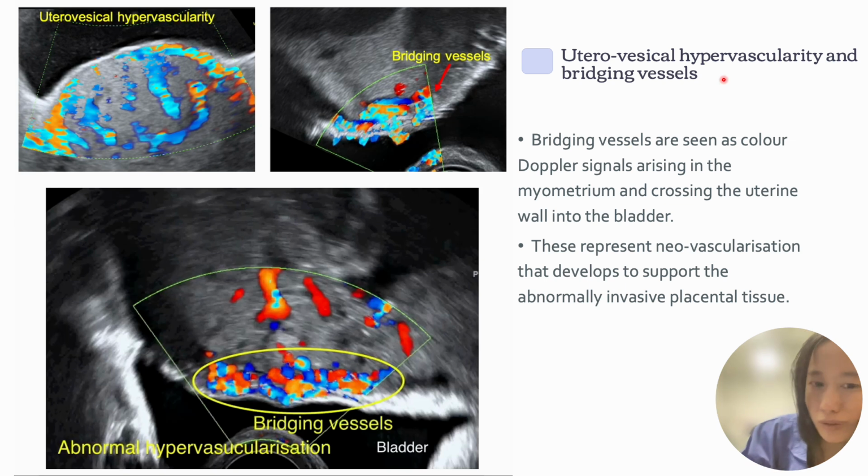Now these are more color Doppler signs. We said hypervascularity can be seen in the uterovesical space between the uterus and bladder, and also retroplacentally. Bridging vessels are seen as color Doppler signals arising in the myometrium and crossing the uterine wall into the bladder. It's like this little vertical mark, bridging vessels. It means neovascularization, new blood vessel formation.